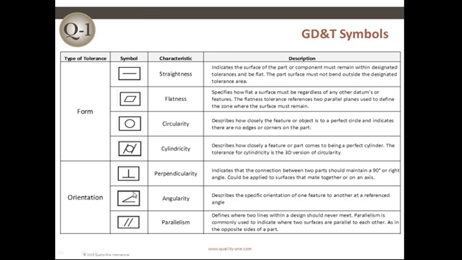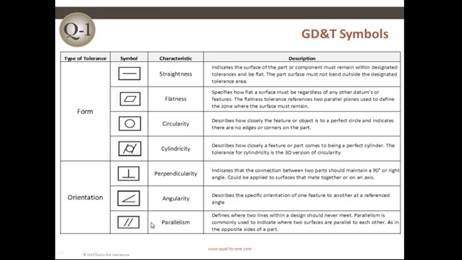Then friends, next one is angularity. This one is angularity, whenever you want to show some kind of angle between two features, that time we are going to use this symbol. This symbol describes the specific orientation of one feature to another at a reference angle.